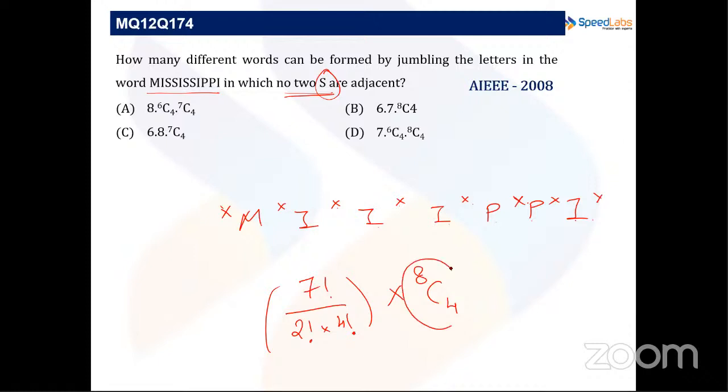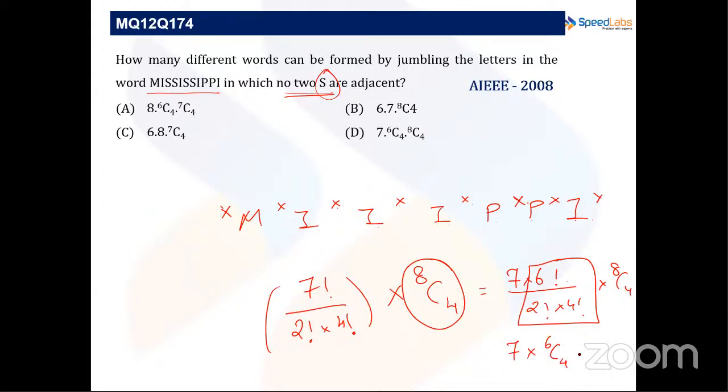So 8C4 we are having, and we are having this 7 into 6 into 5 upon 2, so that will be 7 into 5 into 3 into 8C4. No option matches that condition, but if we write it as 7 into 6 factorial upon 2 factorial into 4 factorial into 8C4, then it is 7 into 6C4 into 8C4. So the option that matches our condition is option number D.